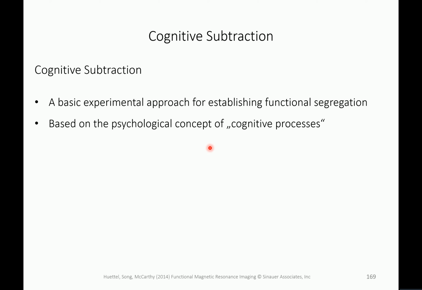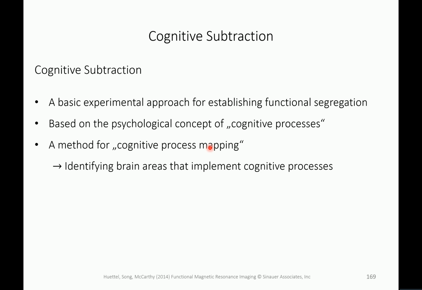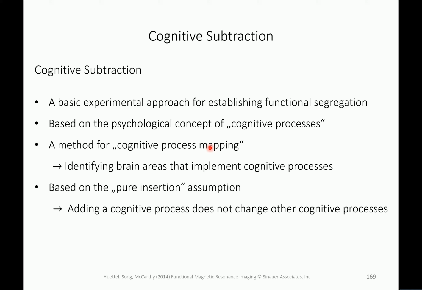Cognitive subtraction rests on the idea of cognitive processes as discussed in psychology, and is a method for cognitive process mapping, namely identifying brain areas that implement certain cognitive processes. Cognitive subtraction is based on the idea of pure insertion, meaning that if you combine a number of cognitive processes in a task, this does not change the other cognitive processes.